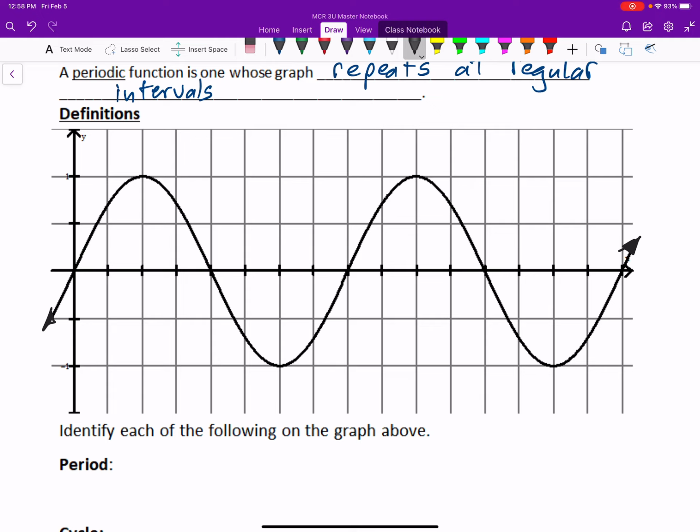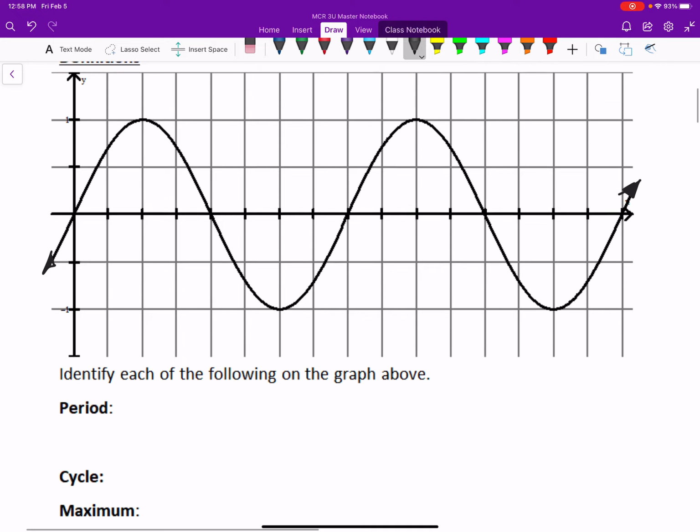So periodic functions have to have something that's sort of like this, in other words, they have to have some sort of wave type look to them, otherwise they wouldn't be able to repeat. If they didn't have some sort of maximum, some sort of minimum, then there wouldn't be any chance of repeating a certain section of it.